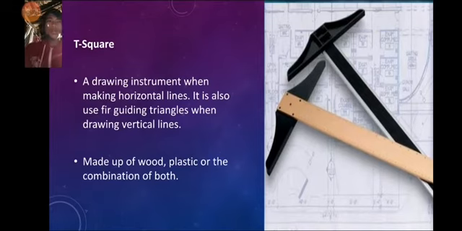Then, T-square, a drawing instrument used when making horizontal lines. It is also used for guiding triangles when drawing vertical lines to have a very perfect horizontal line. We tend to use this T-square. I already experienced how to use it. Specifically, it is used for guiding triangles when drawing vertical lines.